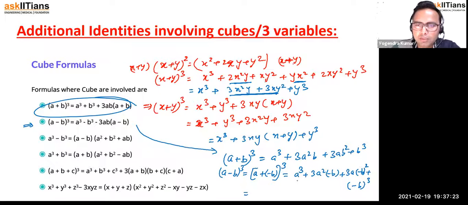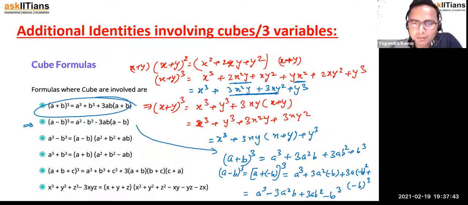Now you can see here a cube and minus here. Can you see this minus? So minus 3a square b, and now here minus b square will be plus only, so 3ab square and minus b cube. If you do some practice like this, you will be able to remember it easily. I hope you understand this. Remember this, it is important.